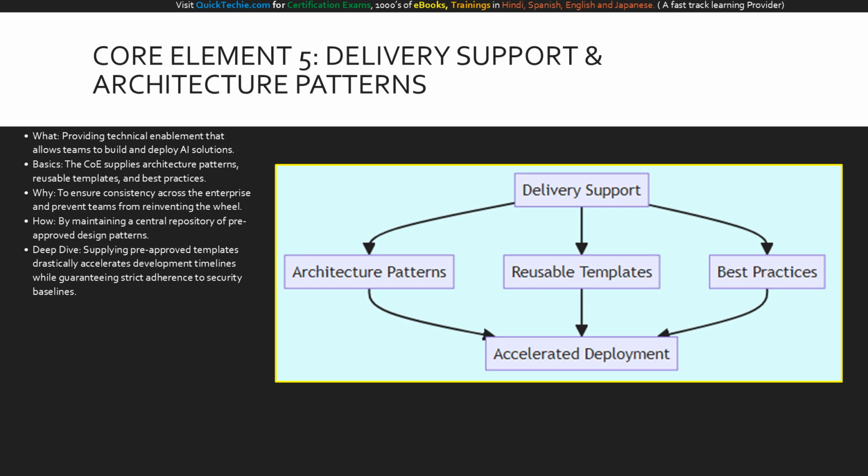This diagram highlights exactly how the COE accelerates development. The delivery support node at the top breaks down into the three key technical assets the COE provides directly to developers: architecture patterns, reusable templates, and best practices. Instead of starting their projects from zero, development teams utilize these assets, which all funnel down into our desired outcome: accelerated deployment. This visual makes it incredibly clear that a successful COE isn't just about writing rules and policies. It is heavily focused on giving engineering teams the practical tools they need to build AI solutions faster and safer.